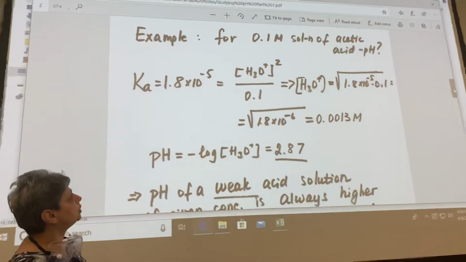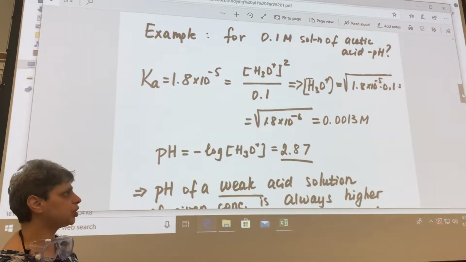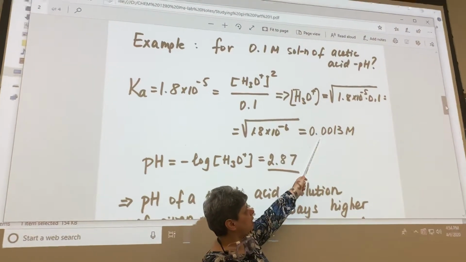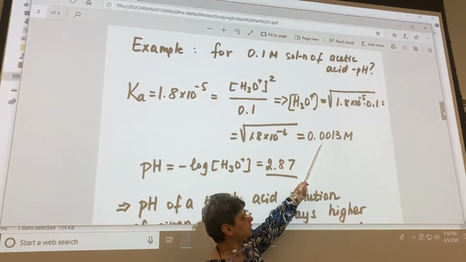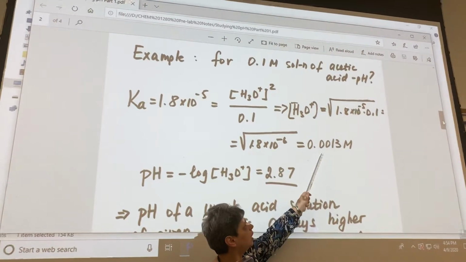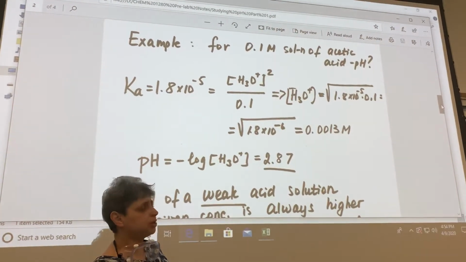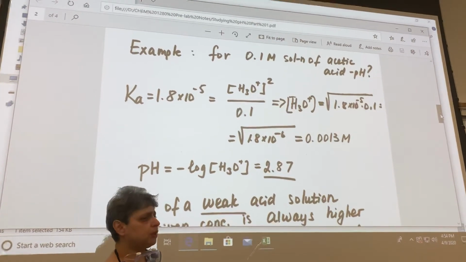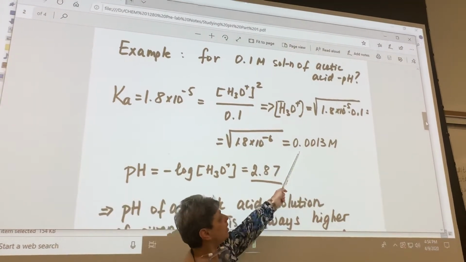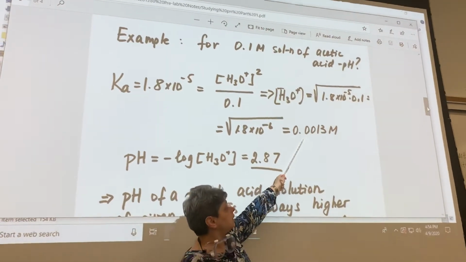Now think about it. We're talking about hydronium ion concentration in a 0.1 molar acid solution. But because the acid is so weak, the concentration of hydronium ion is much lower than the concentration of hydronium ion in HCl of the same concentration. If you recall, for a strong acid, we just said, well, it dissociates completely, so the concentration of hydronium ion would be equal to the concentration of HCl, so it would be 0.1. Here, it's about 100 times less than what we had in the strong acid.